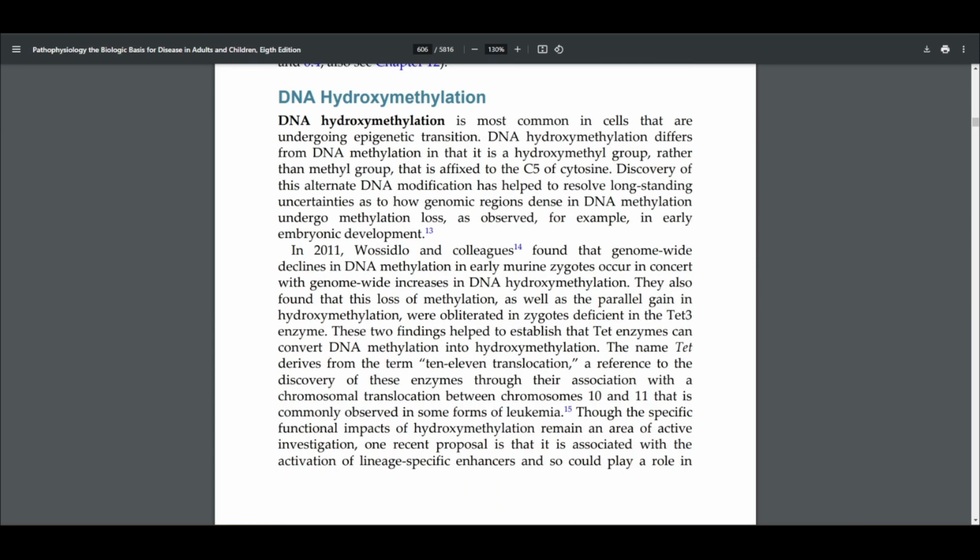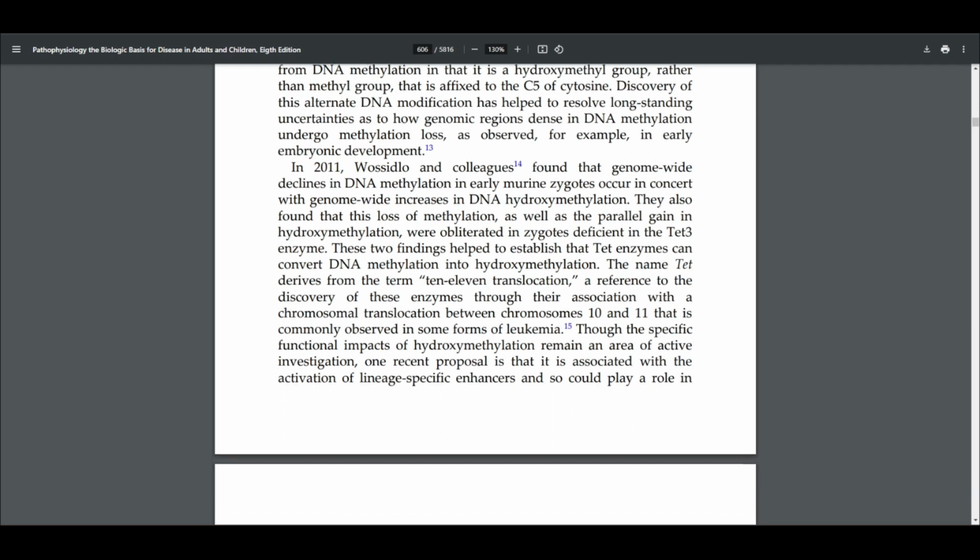DNA hydroxymethylation. DNA hydroxymethylation is most common in cells that are undergoing epigenetic transition. It differs from DNA methylation in that it is a hydroxymethyl group, rather than a methyl group, that is affixed to the C5 of cytosine. Discovery of this alternate DNA modification has helped to resolve long-standing uncertainties as to how genomic regions dense in DNA methylation undergo methylation loss, as observed, for example, in early embryonic development.